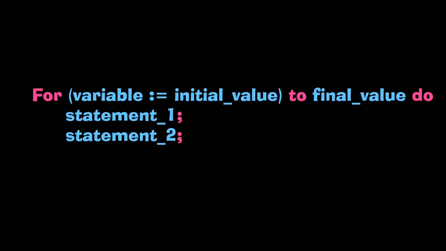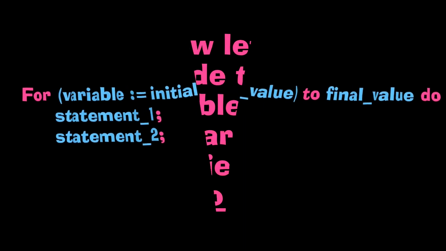Here is the syntax of for do loop. We should write for and will initiate the variable inside the bracket. And after the bracket, we will write to. And then we will write the value we want the program to execute until. And we'll write do, and after that we'll give the statements we want to repeat. We learned the theory of the for do loop. Now let's try coding.